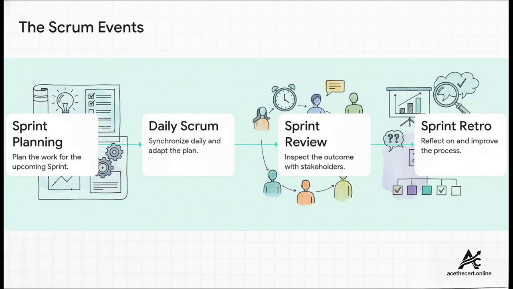Each sprint has a clear structure thanks to 4 key events, or meetings. It all starts with sprint planning, where the whole team gets together to figure out what they can get done in the upcoming sprint. Then, every single day, there's a quick 15-minute daily Scrum. This is just for the developers to sync up and see if anyone's stuck. At the end of the sprint, the team holds a sprint review to show what they built to stakeholders and get feedback. And the very last thing is the sprint retrospective. That's where the team looks in the mirror and asks, how can we work together even better next time?